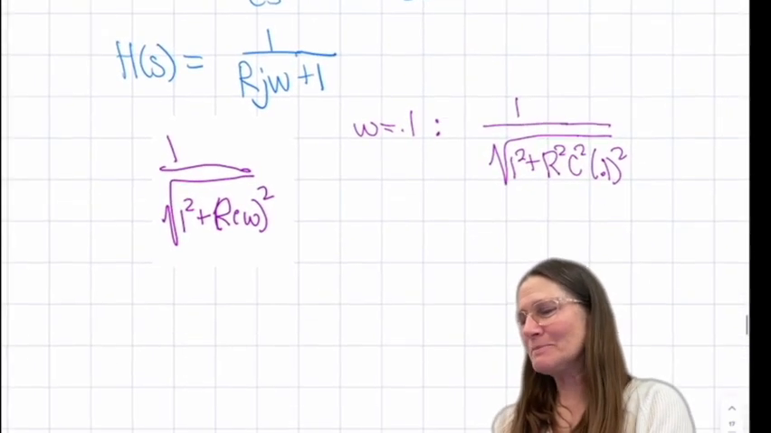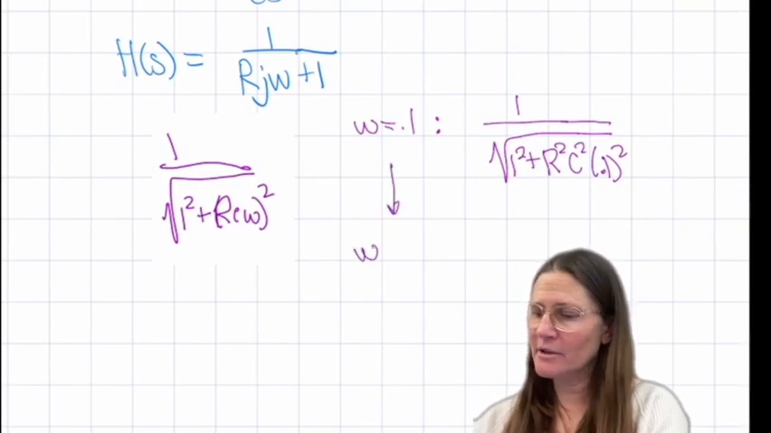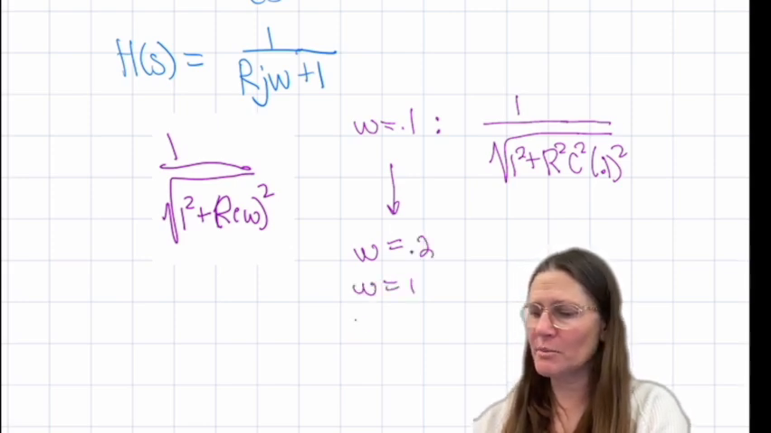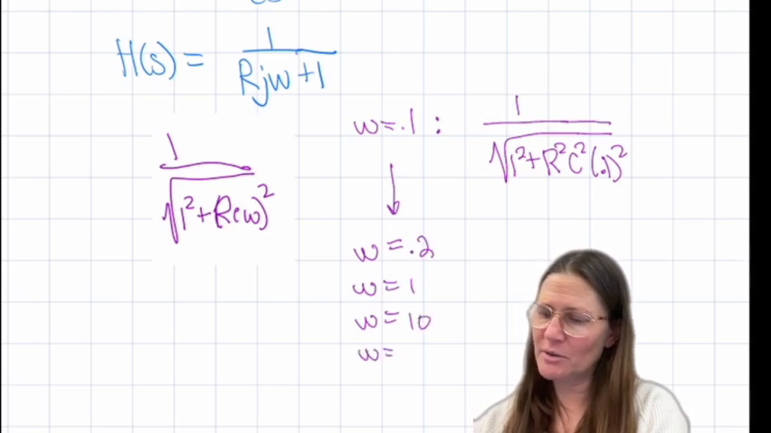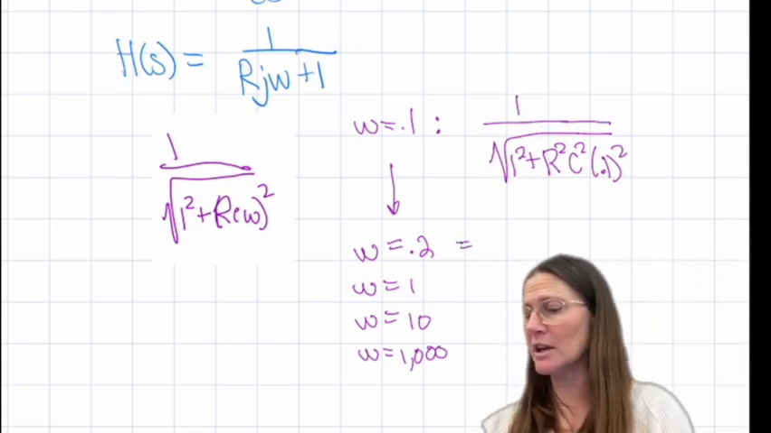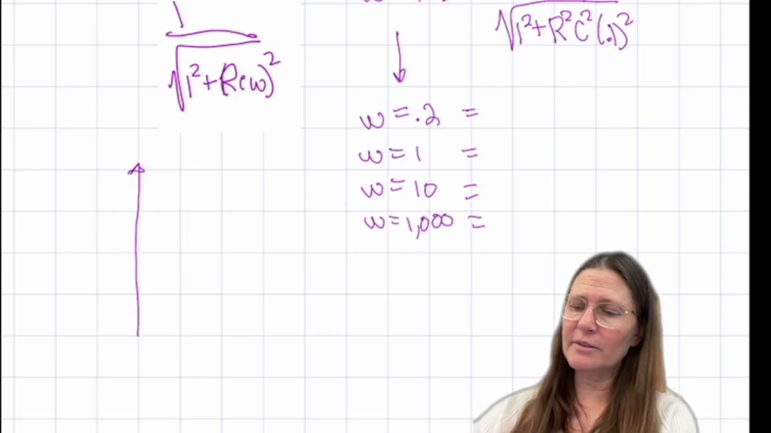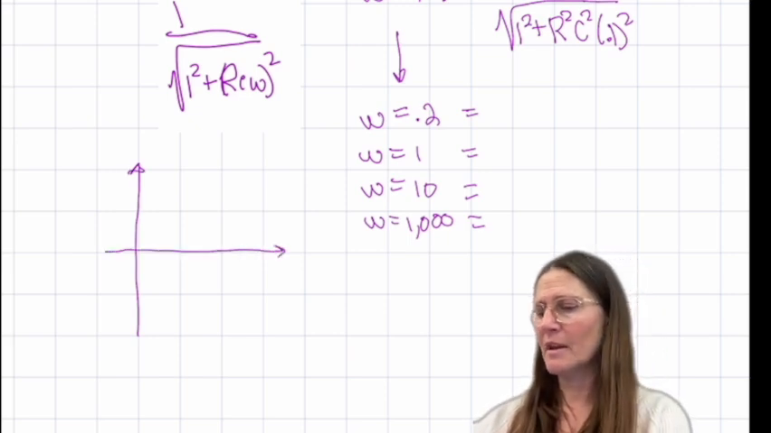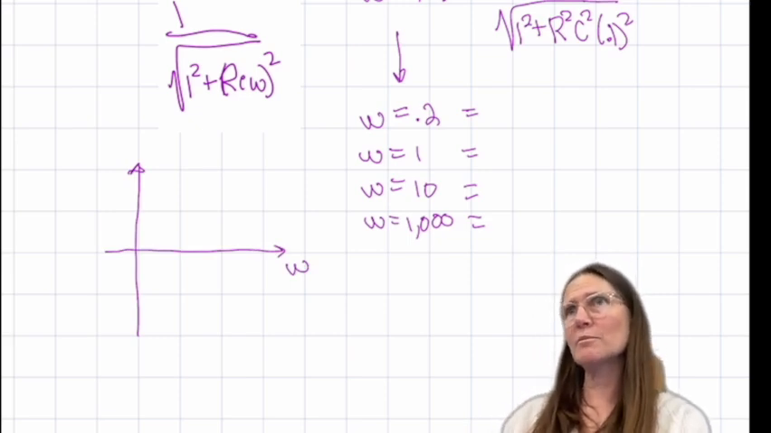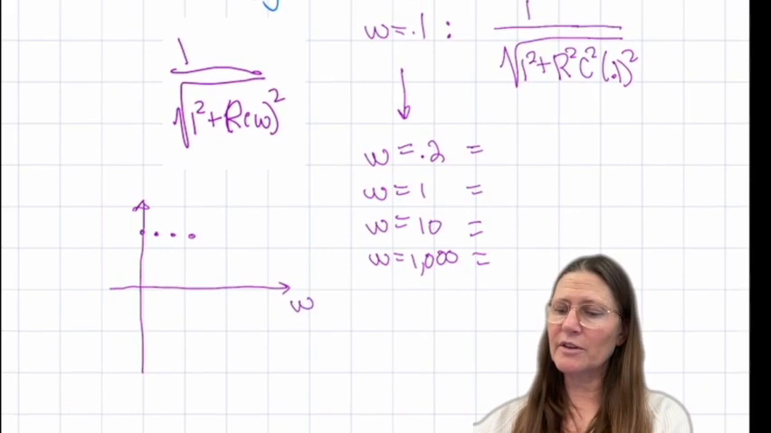Okay, so now I can go and do a whole range of omegas. You know, omega equal 0.2, omega equal 1, omega equal 10, omega equal 1,000. So I can do a whole array of omegas, and I'm going to get an answer for each one. I can then plot this with omega as the variable, so that's why I can change it each time. And then I'm going to get a specific answer for each one of these values.